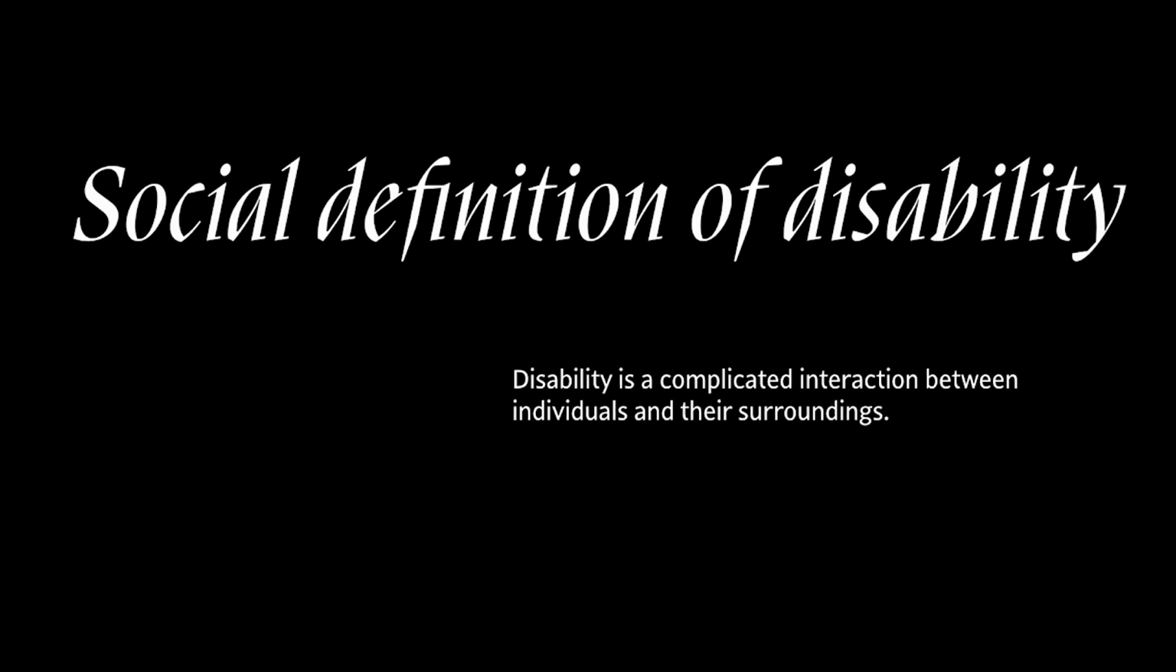Now, there's a more interesting definition, I think, which is the social definition of disability. It says disability is an interaction between the individual and society, and it's a complicated interaction. In the case of eyesight, you could say that instead of buying glasses, we just use a bigger font, right? So this would be a different approach.